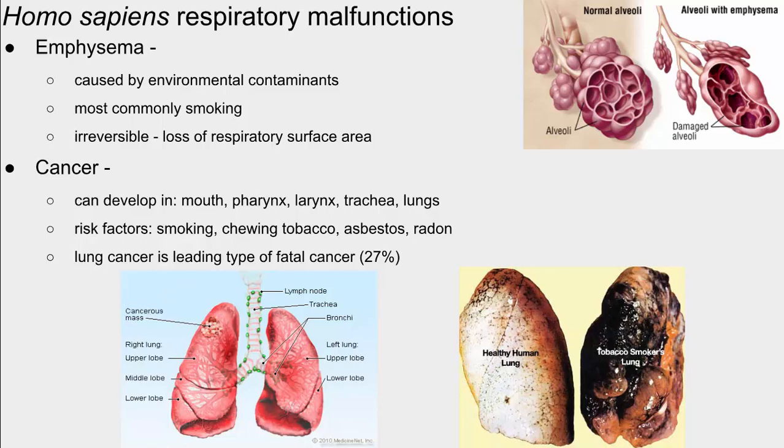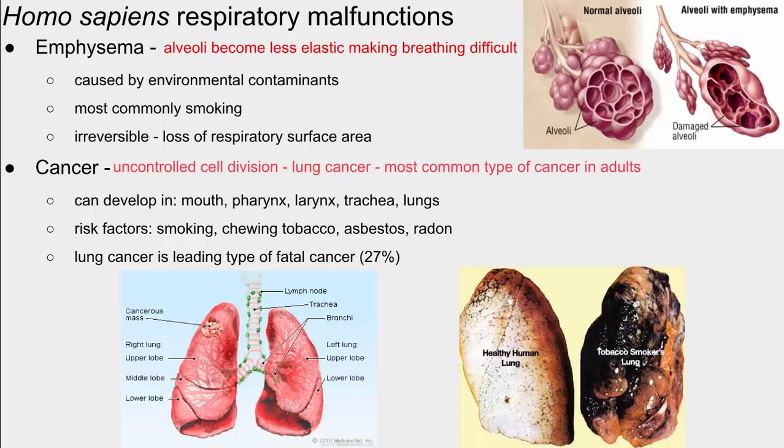Other respiratory malfunctions, emphysema. Emphysema is when the alveoli sort of lose their normal elasticity. And it's more difficult to breathe. These alveoli don't come back to their normal shape after they fill with oxygen. So often it can be due to smoking or other contaminants, can lead to damage to the alveoli. And basically it's sort of cumulative. And so as emphysema gets worse and worse, you're losing more and more of the lung capacity, so it's more difficult to get the oxygen that you need.